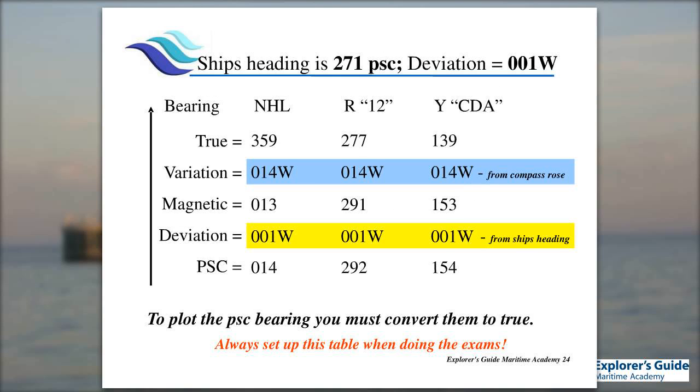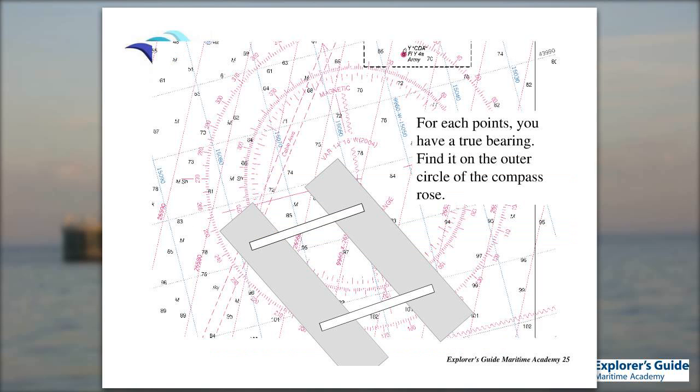So here we have our 3-point fix. Our ship's heading is 271, which off our deviation table, we get 001 west. And if you notice, deviation is the same all the way across, and again, it's based on ship's heading. Variation is the same because it comes off the compass rose, and again, that's location dependent. And we do our math, and we come up with a true bearing to each of those objects, which we can then find.